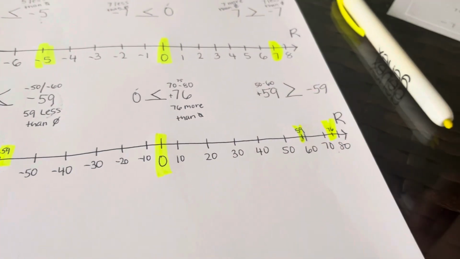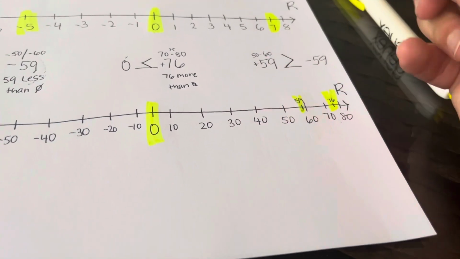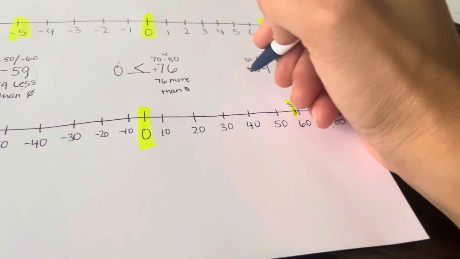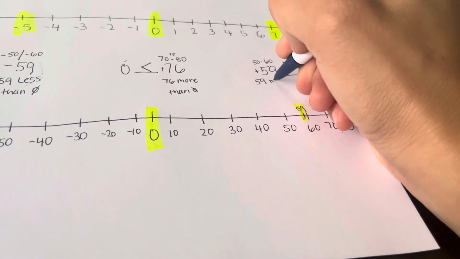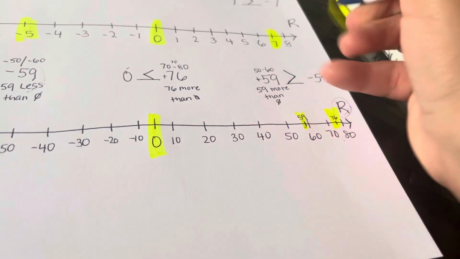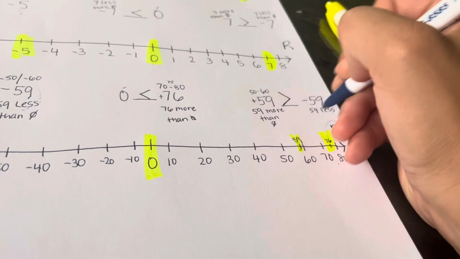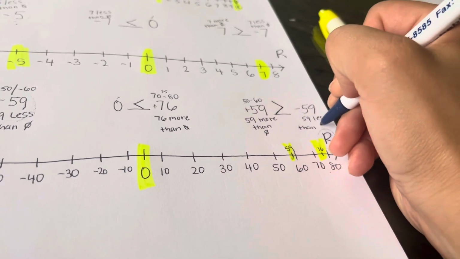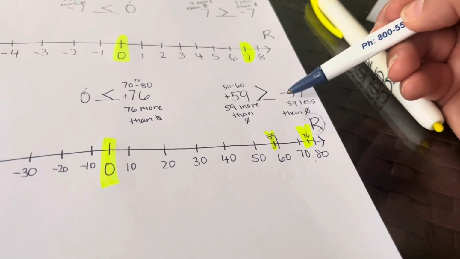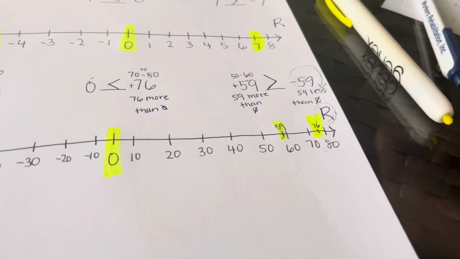Positive is greater for 2 reasons, and the mouth is always going to open to your bigger number. It is farther to the right, closer to the R, and this actually means 59 more than 0. Whereas this one means 59 less than 0. That minus sign goes with less. Okay, it's 59 less than 0.